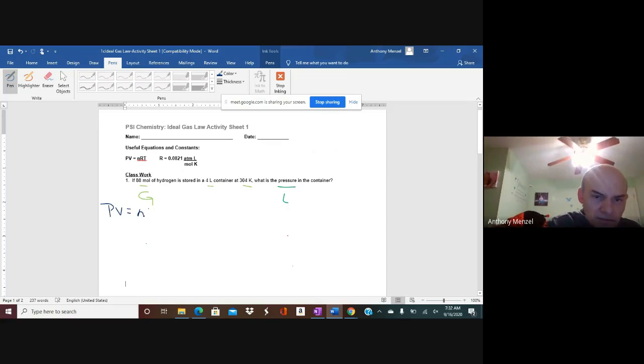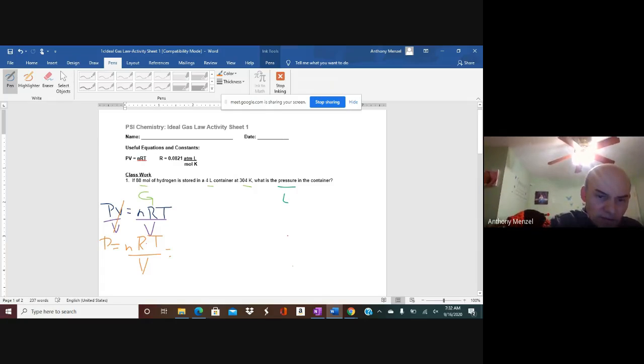So we begin this problem, our strategy, by writing down the ideal gas law. Now we're looking for pressure, so we want to get the P by itself. To get P by itself, we have to divide both sides by what's next to P, which is V. Divide both sides by V, and we get P by itself. Now we can just simply substitute into the modified equation for the ideal gas law.